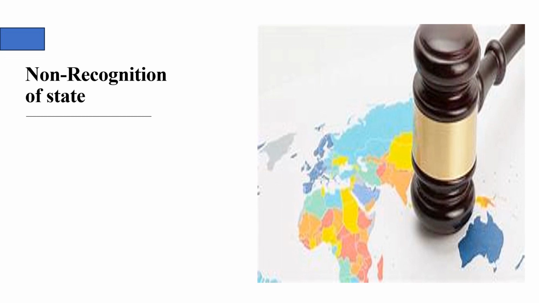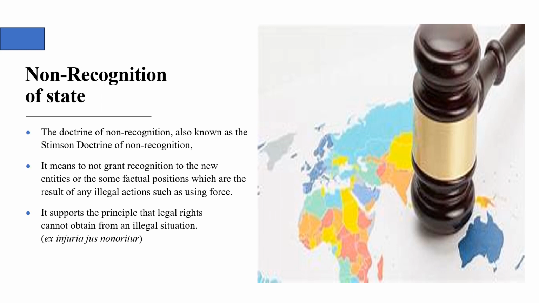A state could also be non-recognized when a state comes into existence through force, insurgencies, or revolt, or any other illegal actions. The international community does not grant it recognition based on the principle that legal rights cannot obtain from an illegal situation.